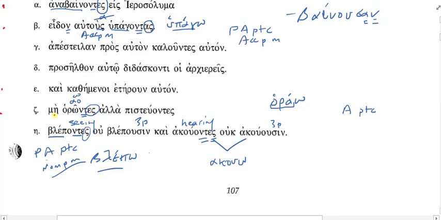So, what does me mean? Not. It's negating the participle. When we negate indicative forms, we usually are going to see ou, sometimes ou me. But if we're negating non-indicative forms, we're going to negate them with me. Okay? So this just means not. So not horontes, not what? Not seeing. Alla pisteuantes, but believing. Same form as horontes, new tau, same case ending, just a different verb. So not seeing, but believing. Okay?